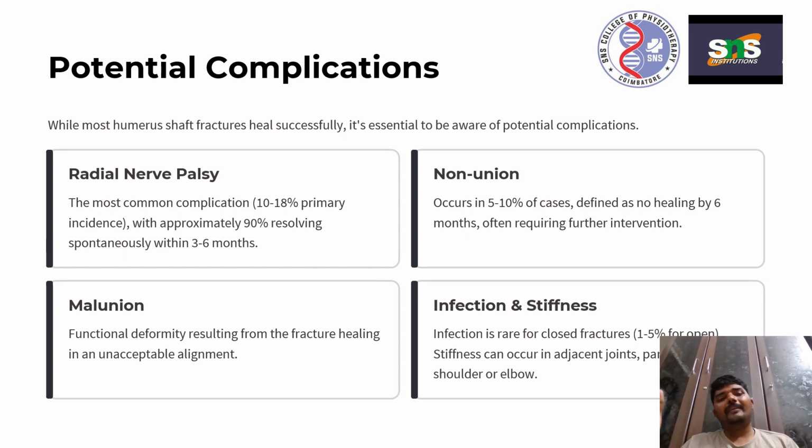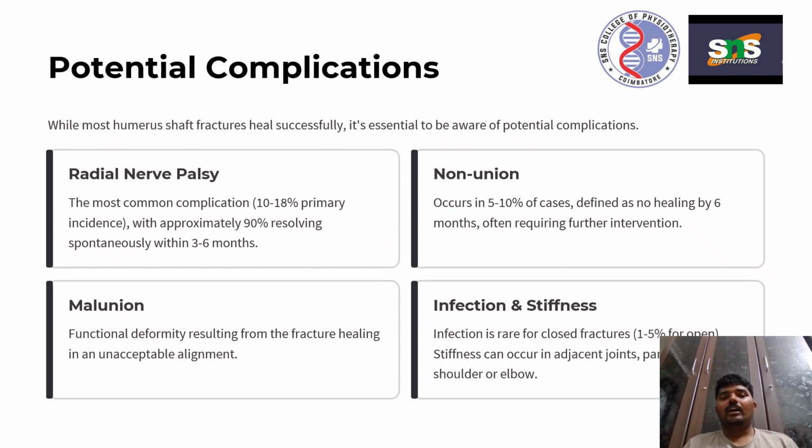Then potential complications. While most humerus shaft fractures heal successfully, it is essential to be aware of potential complications. That is radial nerve palsy, the most common complication, with 10 to 18% primary incidence, with approximately 90% resolving spontaneously within 3 to 6 months.